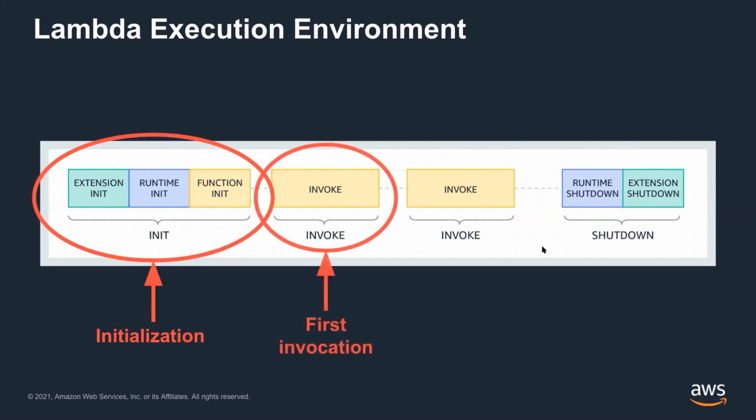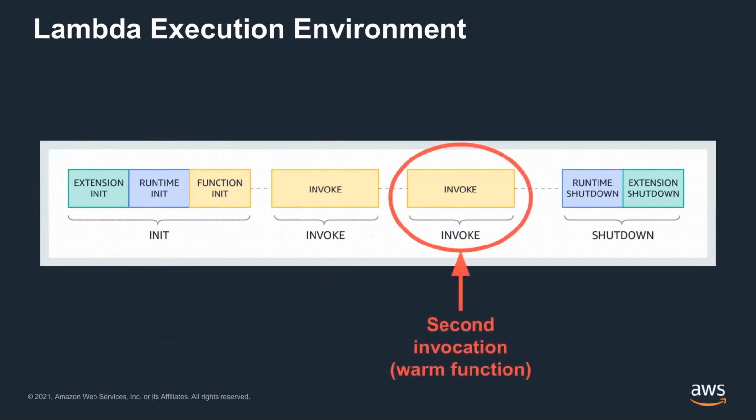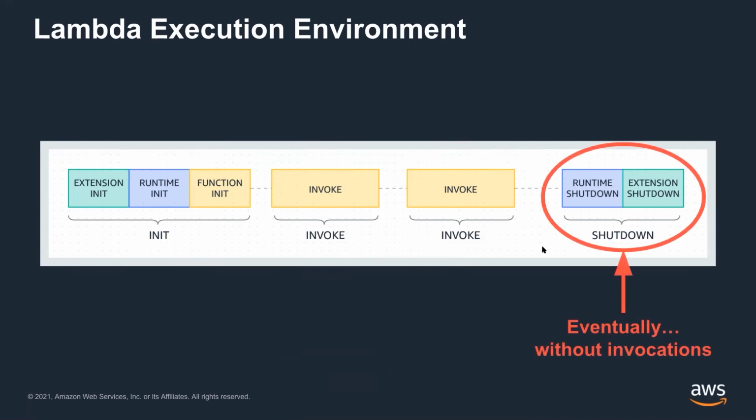Typically the way this whole thing happens is, init is the one where you initialize the functions. We have three phases there. First, the extensions init, then the runtime, then the function. Then the entire execution environment is created and it is ready to handle requests. Then you can invoke multiple times, then the shutdown happens.